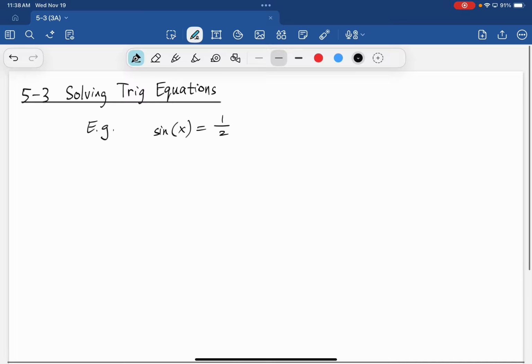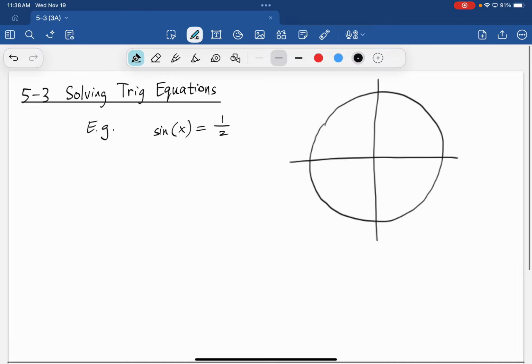Let's start with a simple one, sine x equals 1/2, and solve for x. Okay. So this is a question that we've seen a lot in chapter 4, right? We go to our unit circle, and we just think about which points on the unit circle have a y-coordinate of 1/2, right? Because the sine of a point on the unit circle is the y-coordinate. So we think about which y-coordinates have 1/2.